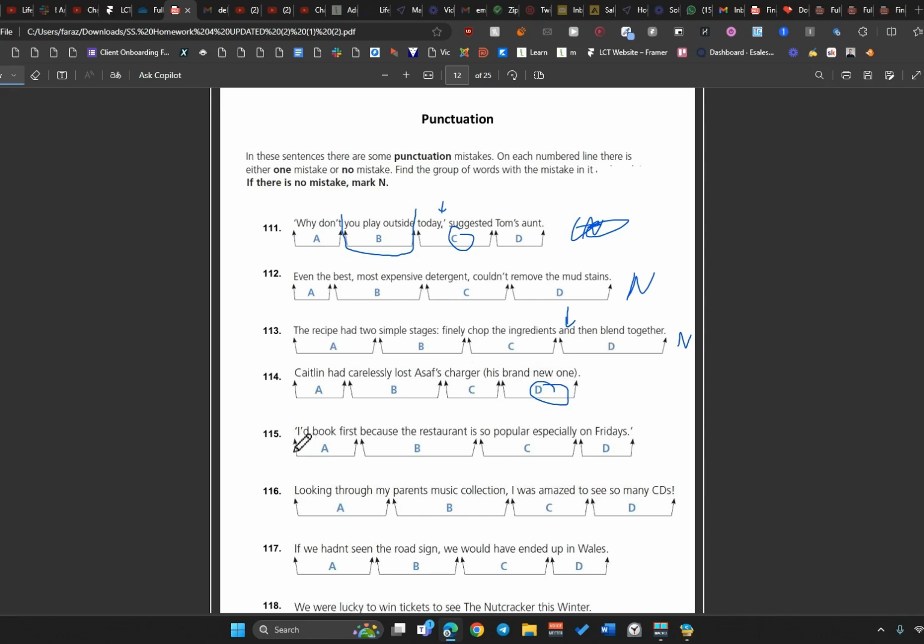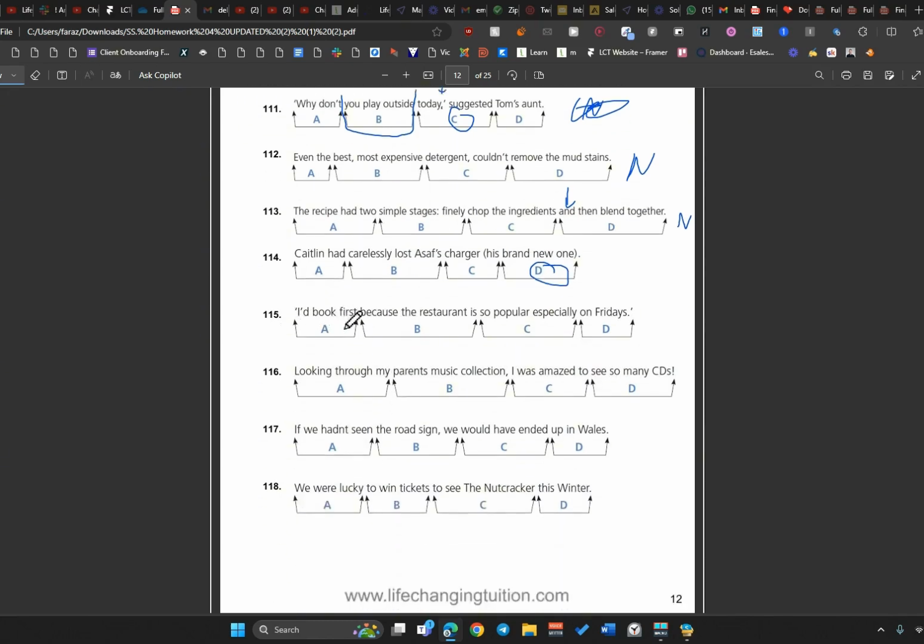Okay, 115. I'd book first because the restaurant is so popular, especially on Fridays. Alright. What I'm thinking here is there are no commas here, and I feel like there should be. I'd book first because the restaurant is so popular, especially on Fridays. So this should be a separate section of the sentence, and there should be a pause there. So comma, and the answer there should be C.